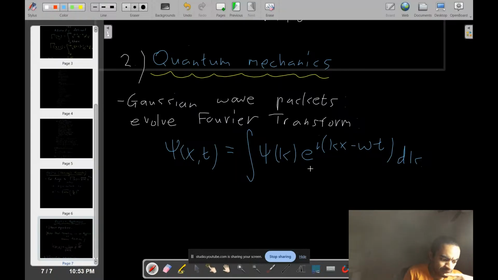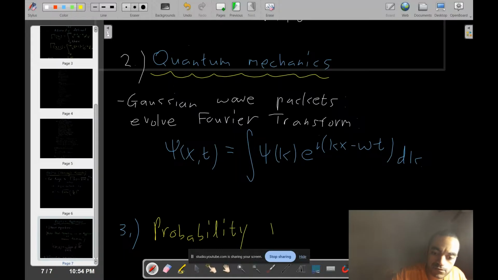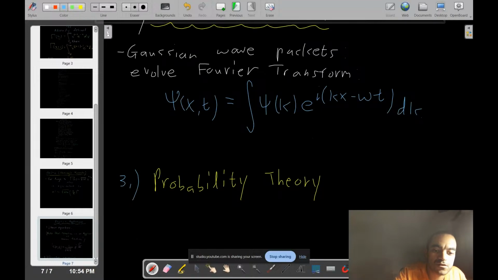And finally, I think we should talk about probability theory. Probability theory is another application. This is also used there as well.